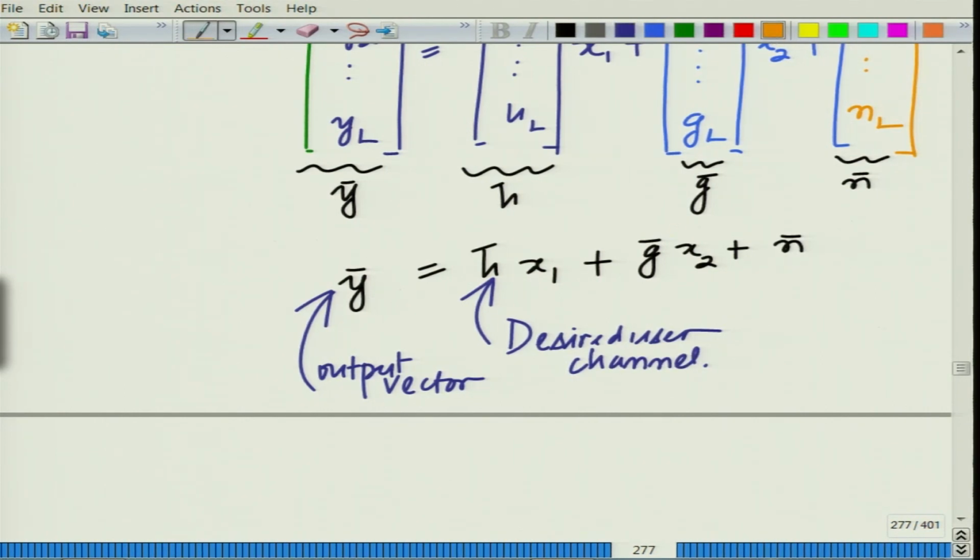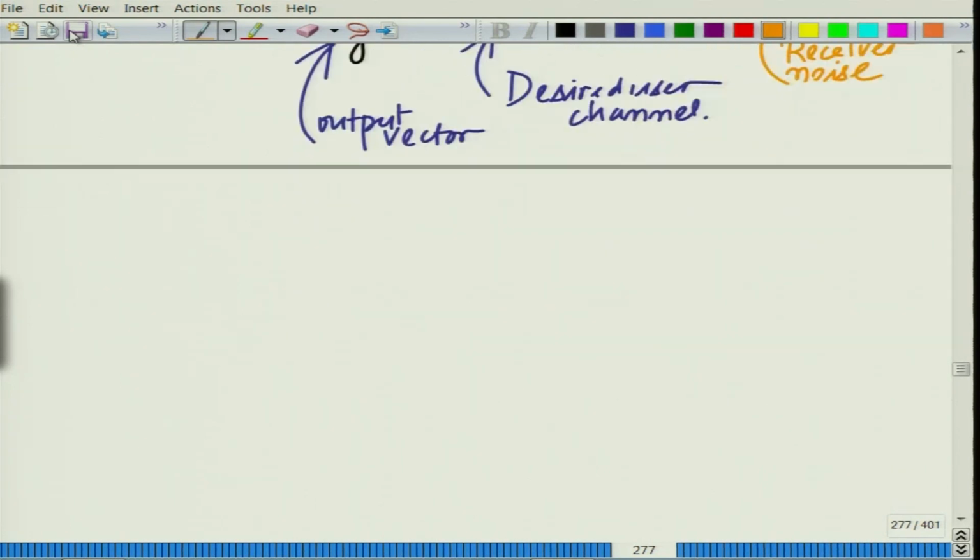This is your undesired or interferer channel, and this is essentially your noise at the receiver, right. This is the receiver noise. Okay. Now, what needs to be done here is again, as we might have seen before, we perform beamforming.